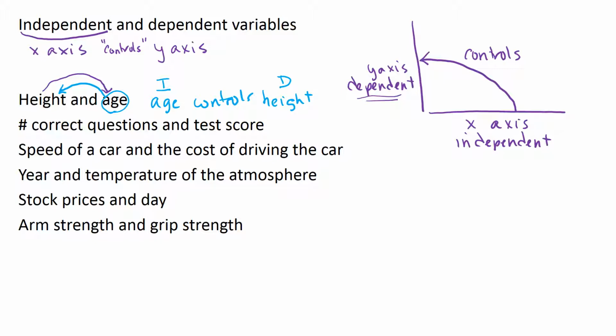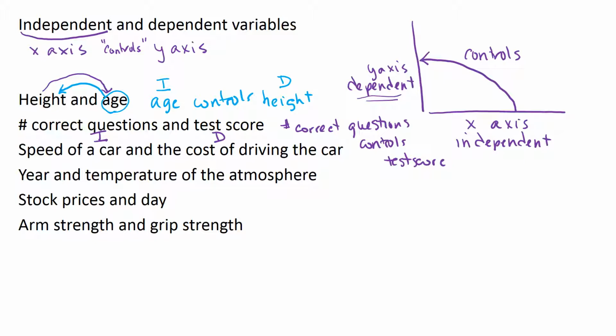In the next example, if you've got questions on a test and you get a certain amount of them right, it's going to affect your test score. So the number of correct questions controls the test score. It's not the other way around. So that means correct questions is the independent variable and the test score is the dependent.